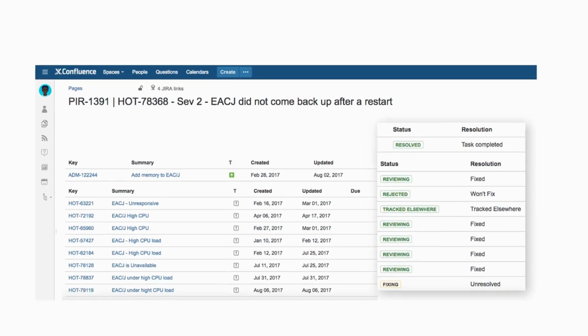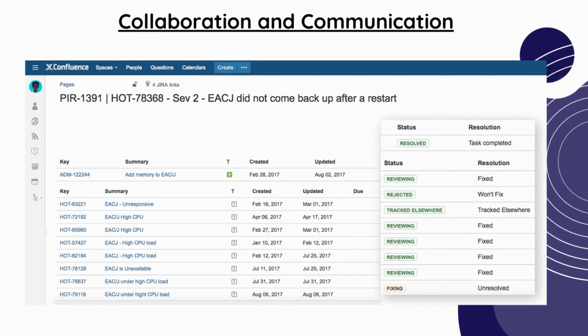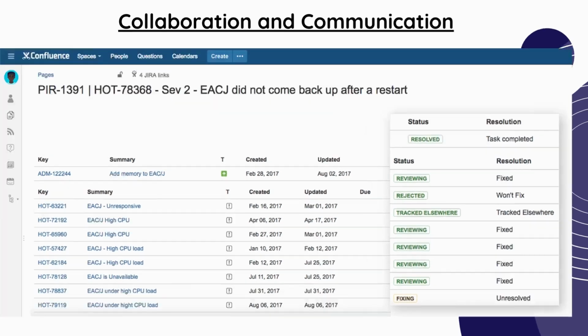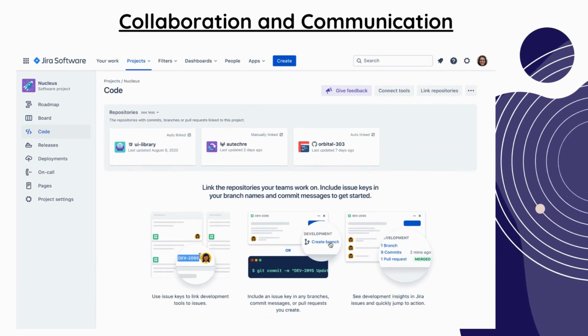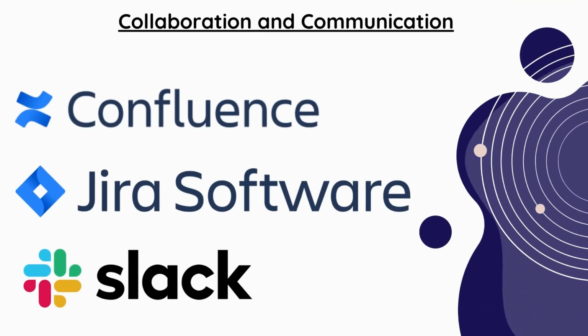Similarly, we have Confluence. Confluence is a sort of documentation tool, also from Atlassian. Everything that is being done can be kept in a documentation format on Confluence, which can be accessed by all the team members. In this way, these tools, mainly Confluence, Jira, and Slack, can be used very effectively to maintain proper collaboration and communication among team members.